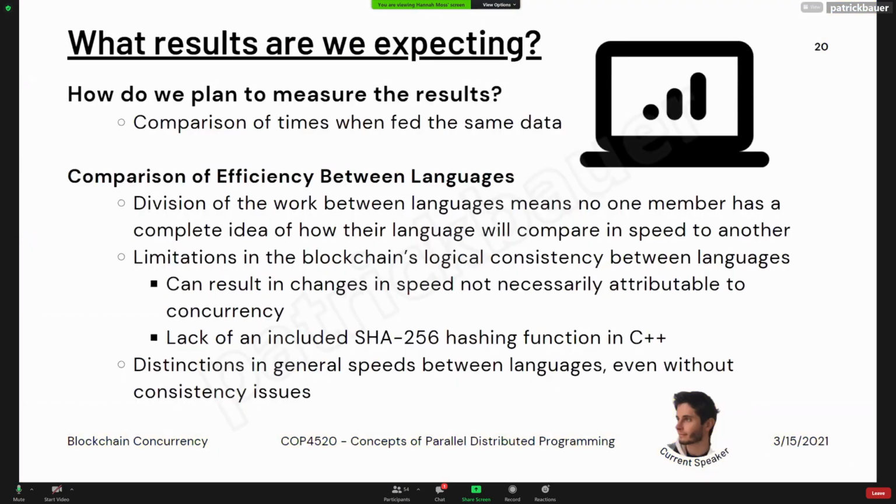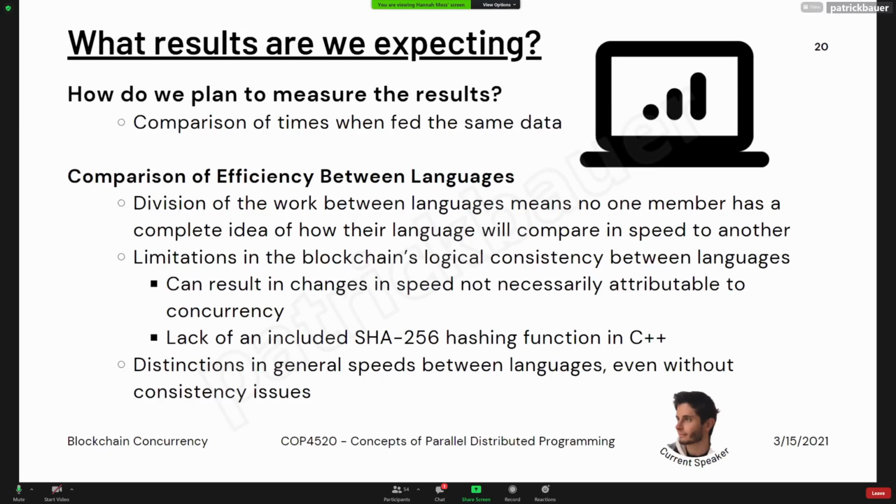Now I'll talk about the results that we are expecting from this project. So how do we plan on measuring the results? With each sequential blockchain and concurrent blockchain, we will be comparing the times of execution when fed the same data. We are expecting the concurrent blockchains to run more efficiently and faster than the sequential versions. And we would also like to see the comparison between the 3 different languages that we selected to implement the blockchains.